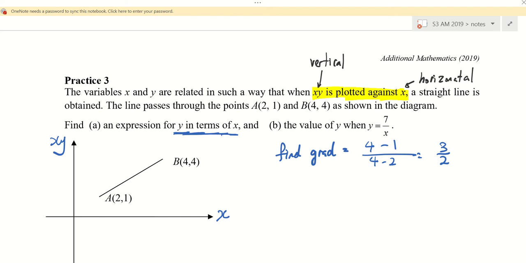Die lah. Solve equation, GG already. You must find something. C. What does C stand for? Y-intercept. So you want to find C. So Gerald, how do I find C? Sub value. Can you tell me the equation to write first?